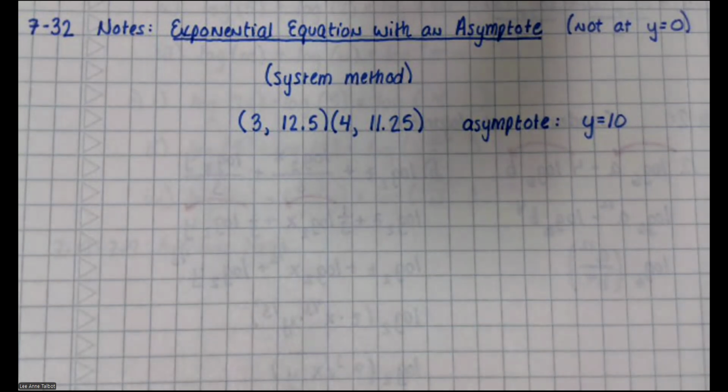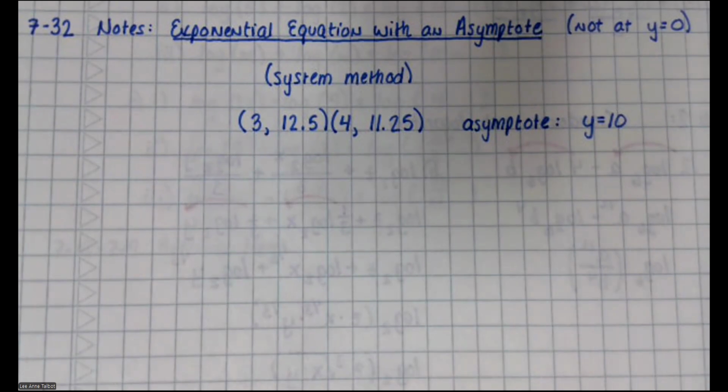Okay, so first, just a common sense check. Look at the two points that I gave you. Does it make sense that the asymptote would be at 10? Just a common sense check: the two y coordinates are 12.5 and 11.25, so you can kind of see that it's going to approach 10. Just want to make sure that that's a reasonable number before we move on.